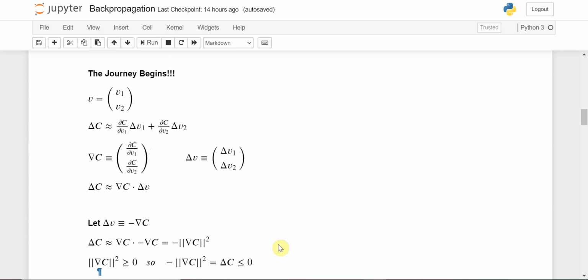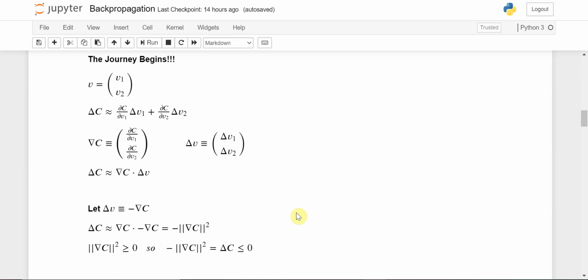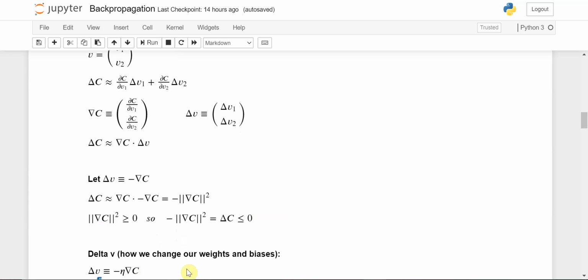Remember that this is just a really good approximation for delta C, and that the smaller delta V gets, the closer we get to them being equivalent. To try and get some control over this, we introduce a new variable, eta, and make delta V equal to the opposite of eta times the gradient of C. We can think of eta as being a learning rate because delta V depends on our choice of eta.